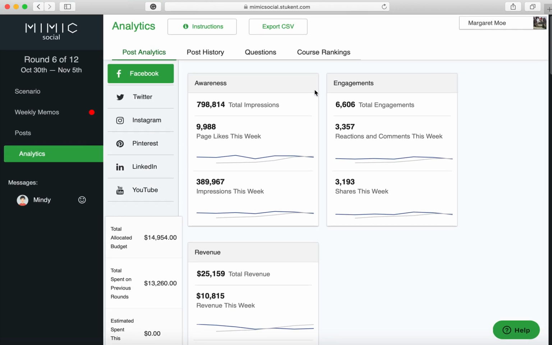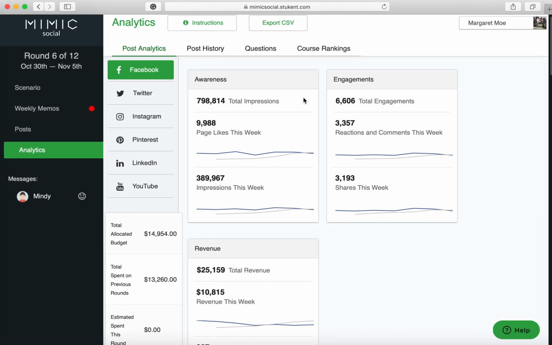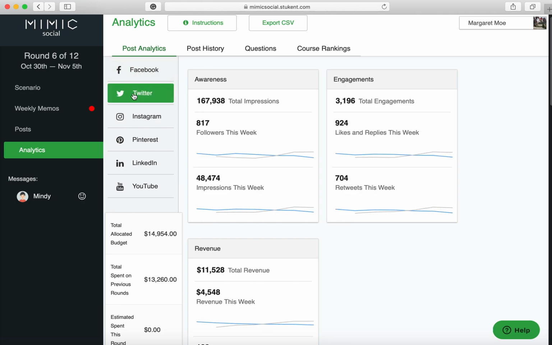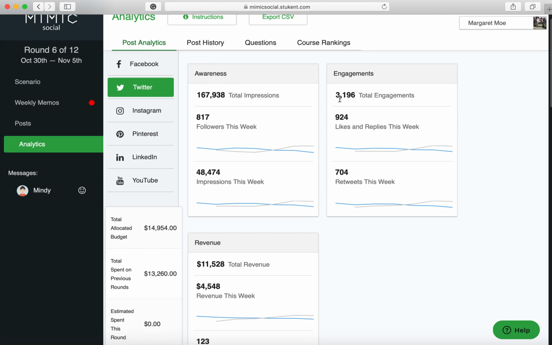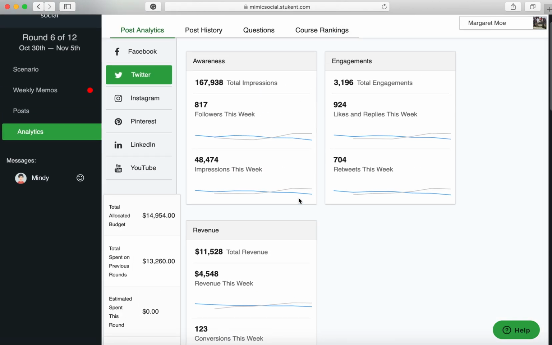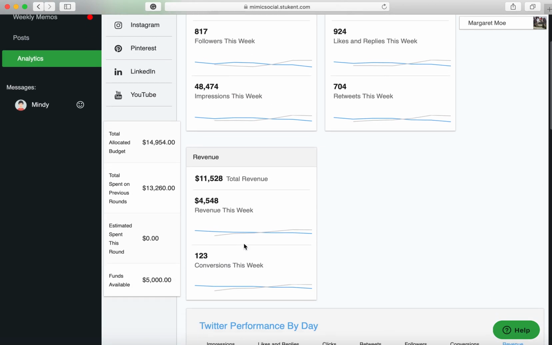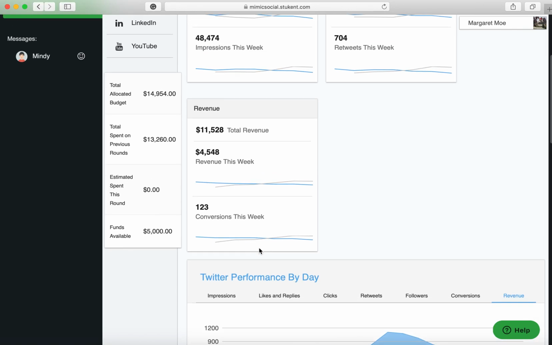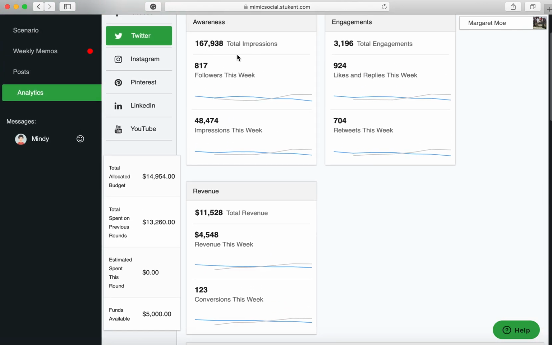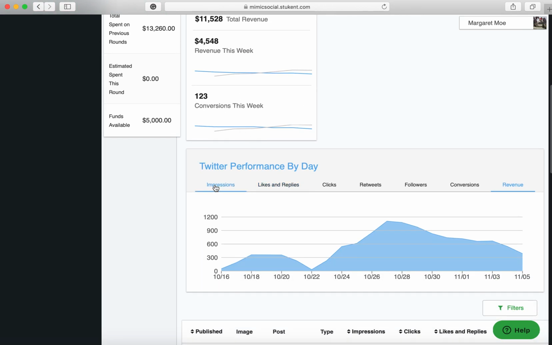Now, let's say I want to find out about more than Facebook, because all of that was Facebook. Now I'm going to click on Twitter. And now I have information about Twitter. And so this again gives me all the information about Twitter: awareness, engagement, revenue, the total, which is what I've done in all the rounds, and this week, which is what I've just done this week. And again, I can look at these different tabs and I can find out specific information.